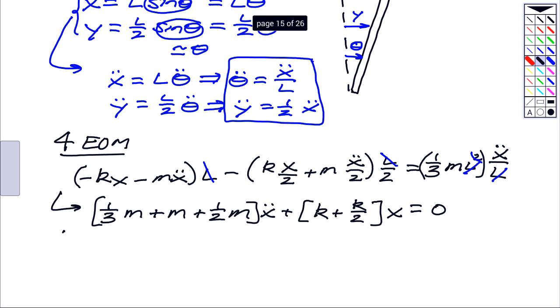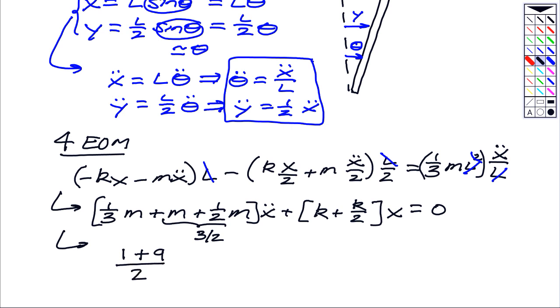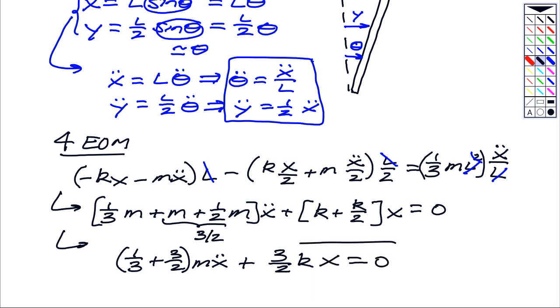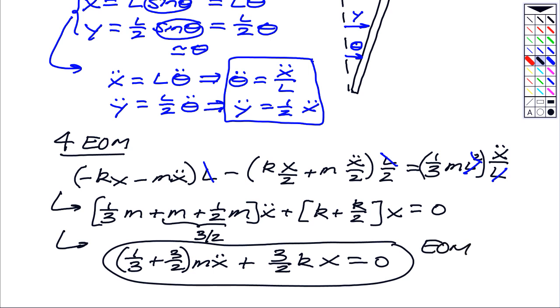So in the end, our equation of motion for small angles of rotation, we have a 1/3 plus 3/2. So 1/3 plus 3/2 is going to be 1 plus 9 over 2. Is that correct? Nope, that's not right. So basically, it's a 1/3 plus 3/2 mx double dot plus 3/2 k times x is equal to 0. So this is our equation of motion for small theta.